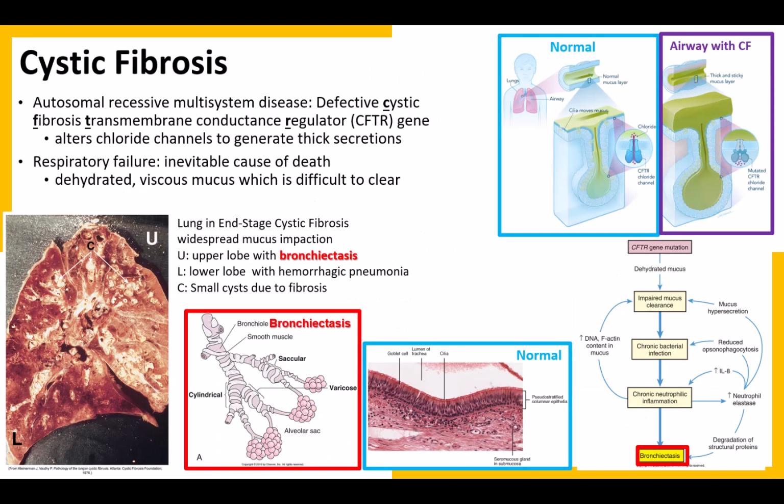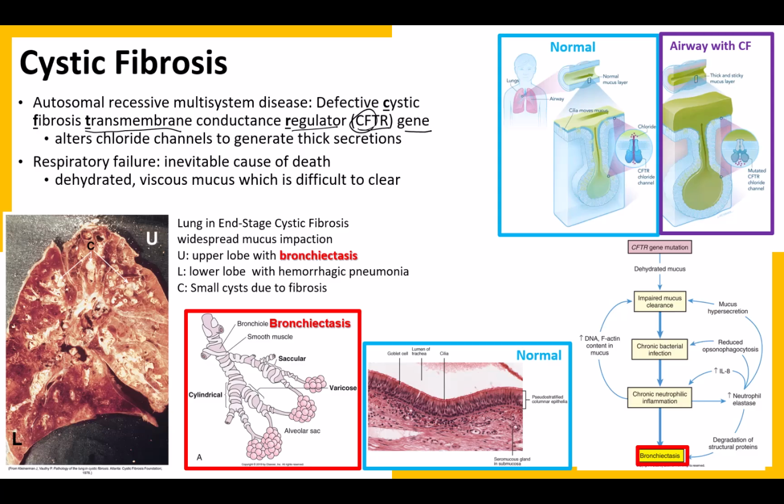The last condition is cystic fibrosis. So cystic fibrosis is autosomal, so it can be inherited by either parent, recessive, so it needs to be inherited by both parents, multi-system, so it doesn't affect only the respiratory system, but affects other systems as well, that we'll see in the next slide. And it's caused by a defect in a gene, and the gene that has a defect is the CFTR gene. CF stands for cystic fibrosis, the T stands for transmembrane and conductance, and the R stands for regulator.